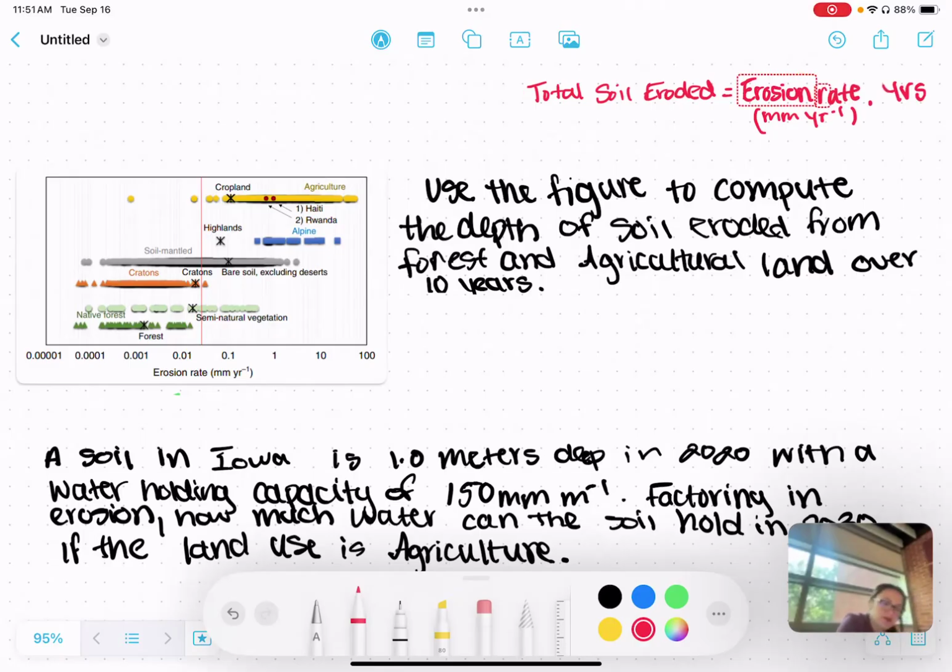I'm just abbreviating that with YRS here. Feel free to write it out. Erosion rate times years allows us to cancel out our years. I'm going to write that a little differently so you don't think we're actually canceling out years here, just our units of years. That will cancel out, leaving us with millimeters, which is what we really want here. So let's go ahead and do that. We'll start with forests.